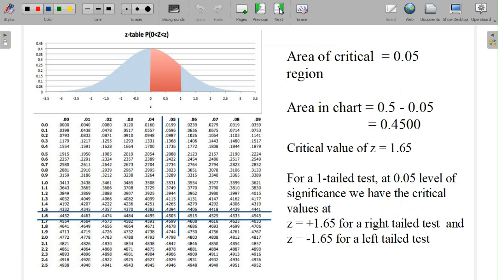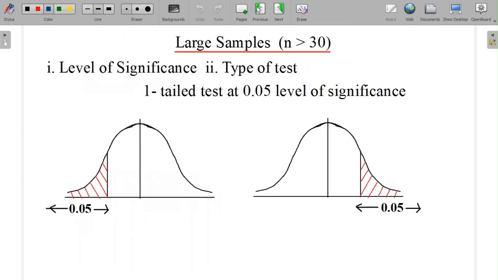So we conclude that at 0.05 level of significance for a one-tailed test, the critical values are plus 1.65 for a right-tailed test and minus 1.65 for a left-tailed test. The change in the signs is obvious from the images that we see here.